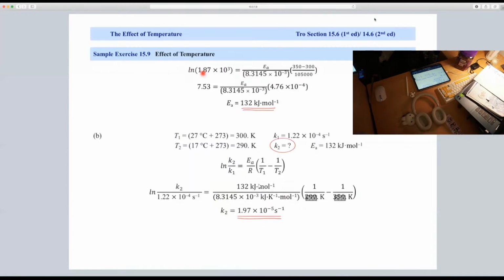So if I take the natural log of this number, it's energy divided by the gas constant. From this, multiply this from this, and divide by this, I end up with this number. And rearrange this, and I can figure out what the actual energy is. And the EA comes out to 132 kilojoules.